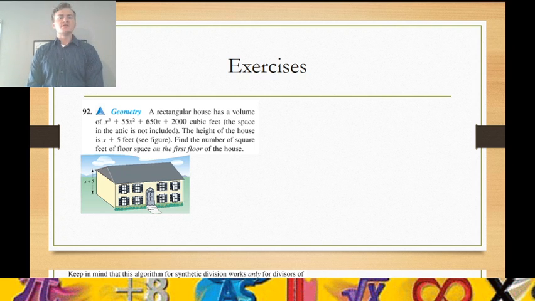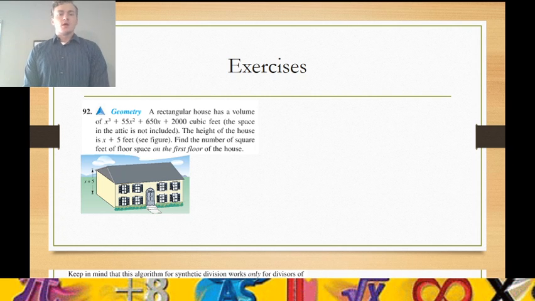A rectangular house has a volume of x cubed plus 55x squared plus 650x plus 2,000 cubic feet. The height of the house is x plus 5 feet. Find the number of square feet of floor space on the first floor of the house.